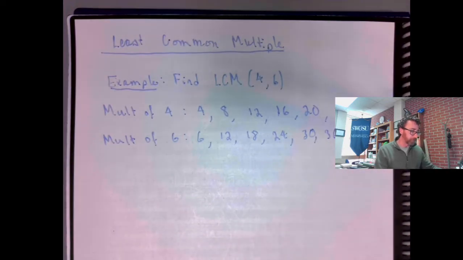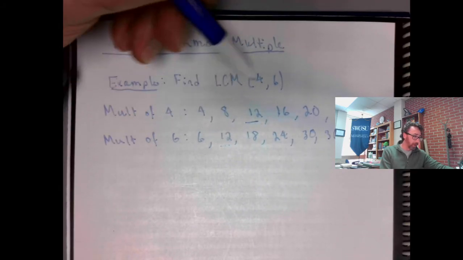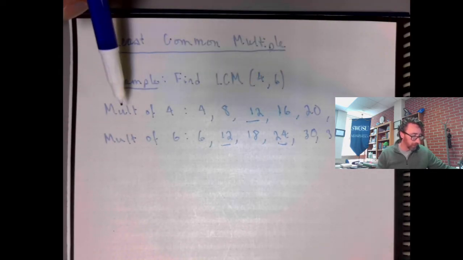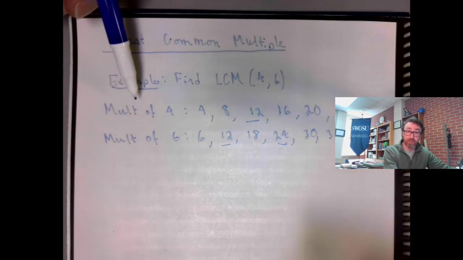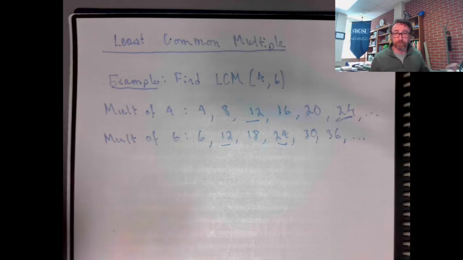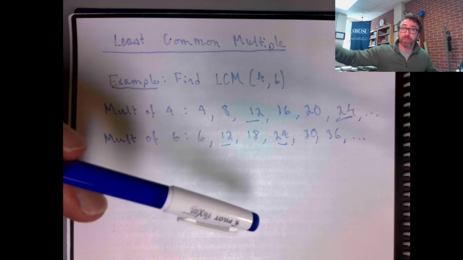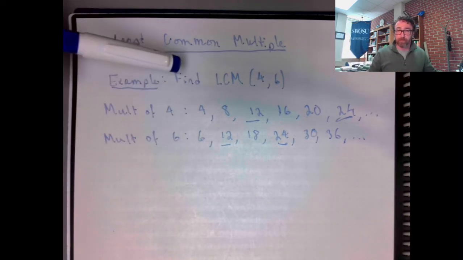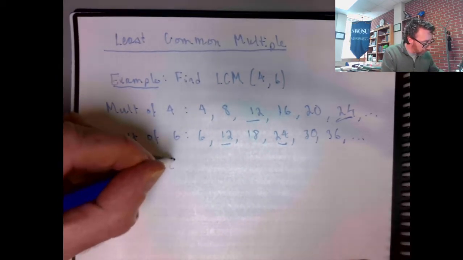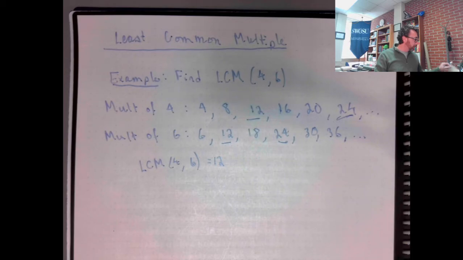Okay, so you can see there are some things in common. The 12s are on both lists. 24 is on both lists. If I kept going with multiples of 4, I would get 28, 32, 36. So 36 would be on both lists. Okay, so there are lots of common multiples of 4 and 6. The question is, what's the least common multiple? Well, the least common multiple of 4 and 6 is 12.